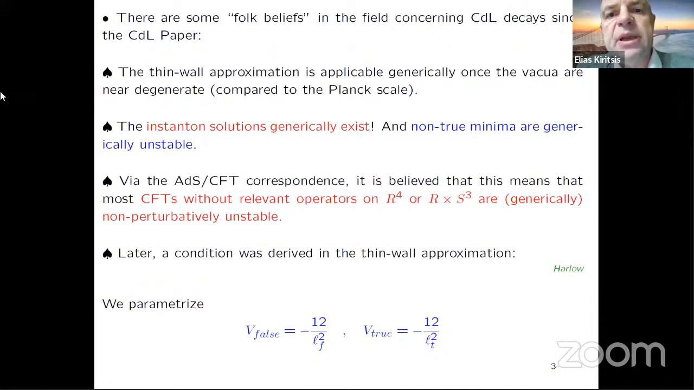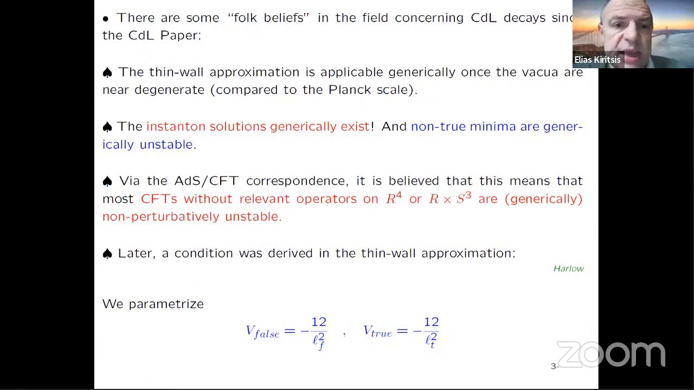There are some folk beliefs in the field concerning Coleman-de Luccia decays, since the CDL paper, which today has 2,000 citations. The first is that the workhorse that people use to study these transitions is the thin wall approximation. And it is believed that the thin wall approximation, as Coleman initially stated in the absence of gravity, is applicable generically once the vacua are near degenerate compared to the Planck scale. The second folk belief is that instanton solutions generically exist and non-true minima are generically unstable.